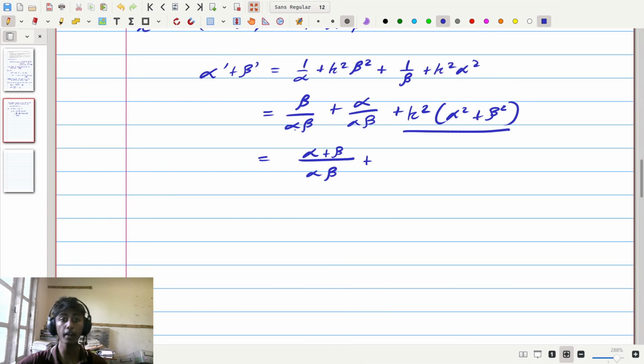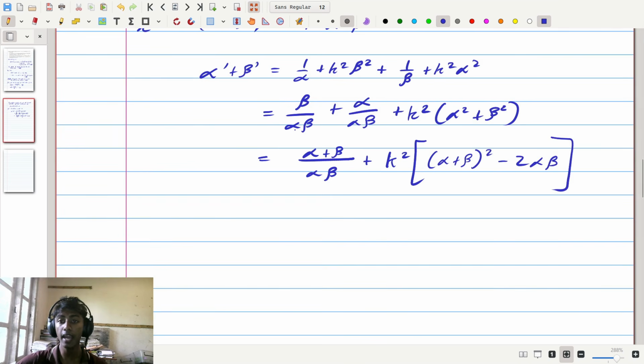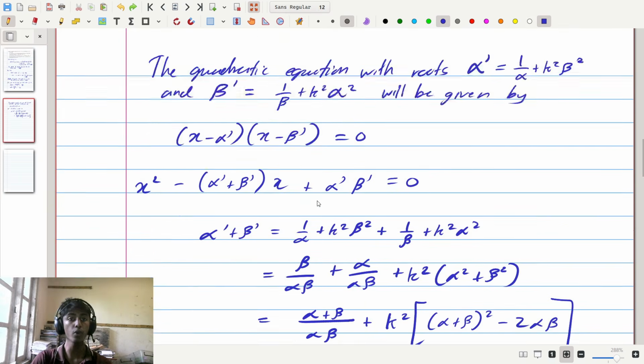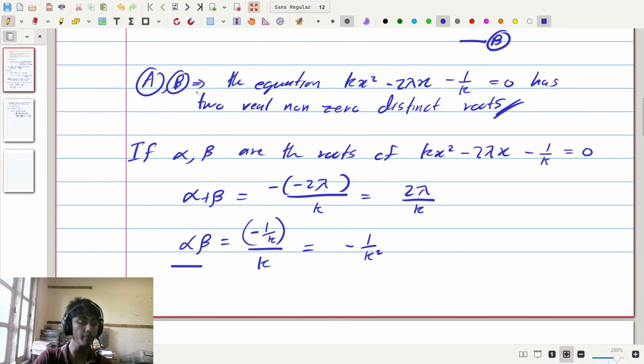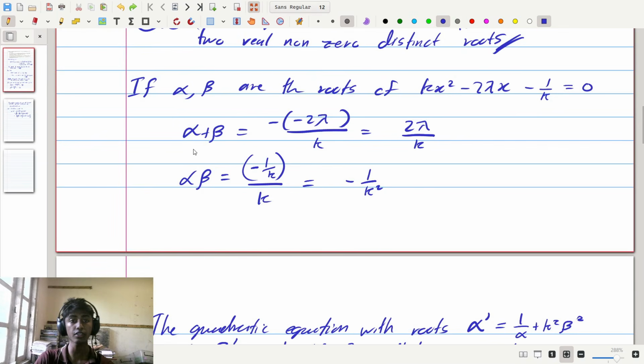For the next part, instead of alpha squared plus beta squared, I can write alpha plus beta whole squared minus 2 alpha beta. The advantage of doing this is that now our expression is only in terms of alpha plus beta, alpha times beta, and k squared, which is a constant. This means we can directly substitute the values of alpha plus beta and alpha beta that we had previously into our new expression to get an equation in terms of only the constants lambda and k. Doing so, alpha plus beta gets substituted with 2 lambda divided by k, and alpha times beta gets substituted with minus 1 over k squared.